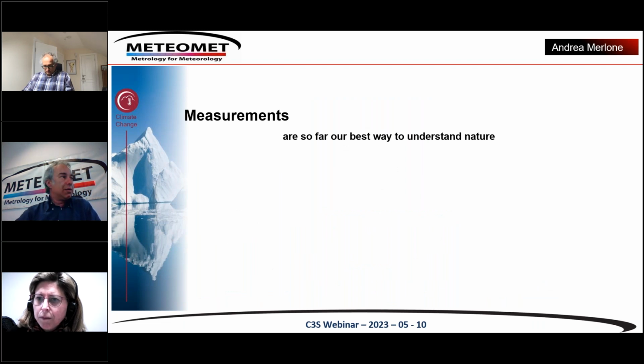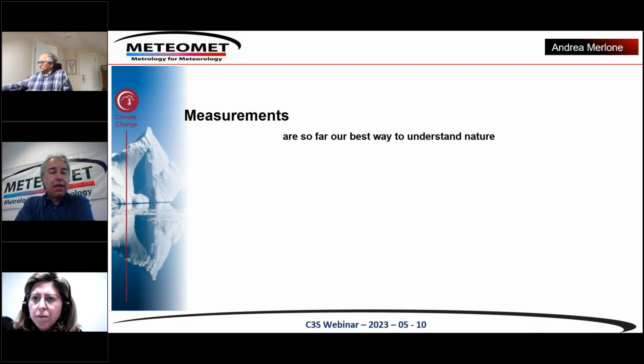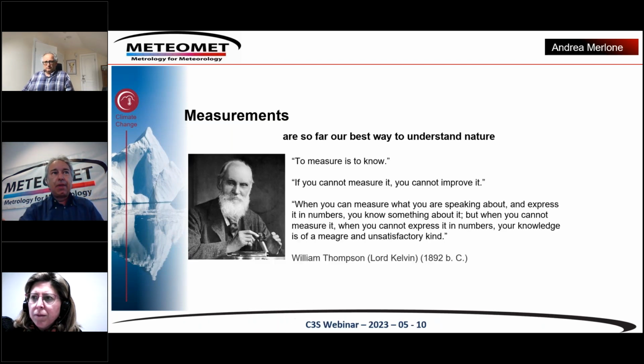The keyword and the key point are measurements, which are the best way that humans found to understand nature. Transferring something from a phenomenon to a number is the best way we can compare and discuss it. That was clear years ago when this man, who now gives his name to the temperature unit, clearly stated that if you cannot measure something, then you know very little about it. So you cannot improve it, you cannot communicate it; measuring is to know.